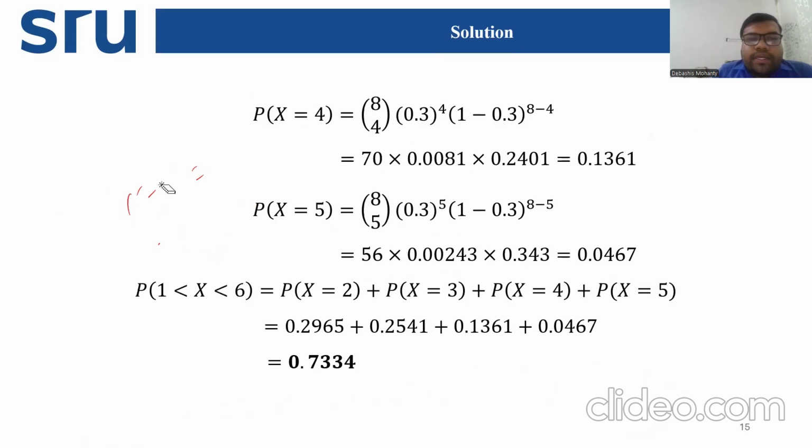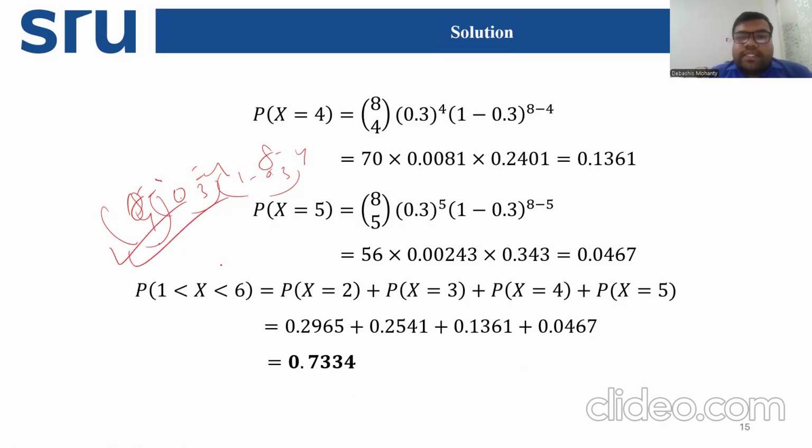Okay, students, so let's see: 8C4, 0.3 to the power 4, (1 minus 0.3) to the power 8 minus 4. That value is 0.1361. After calculating the probability of x equals 4, we have to calculate the probability of x equals 5.